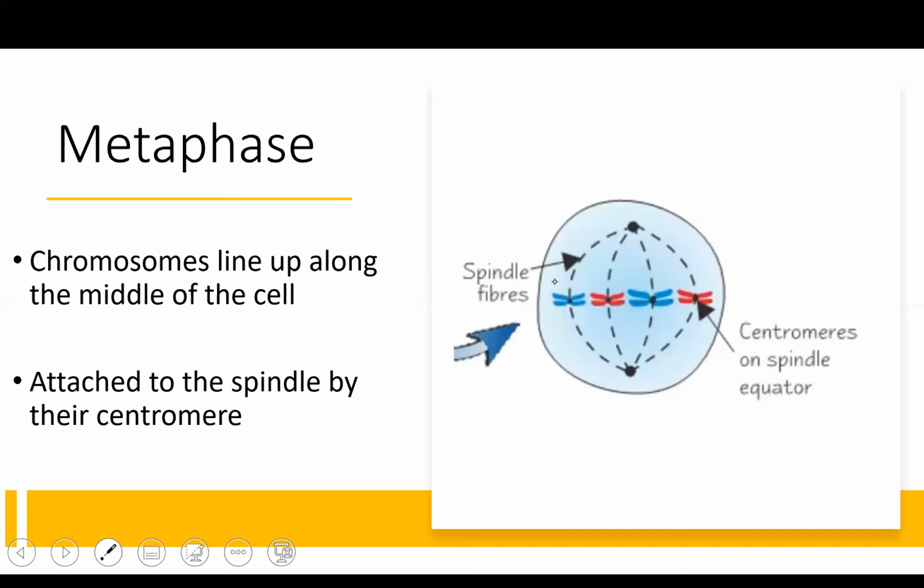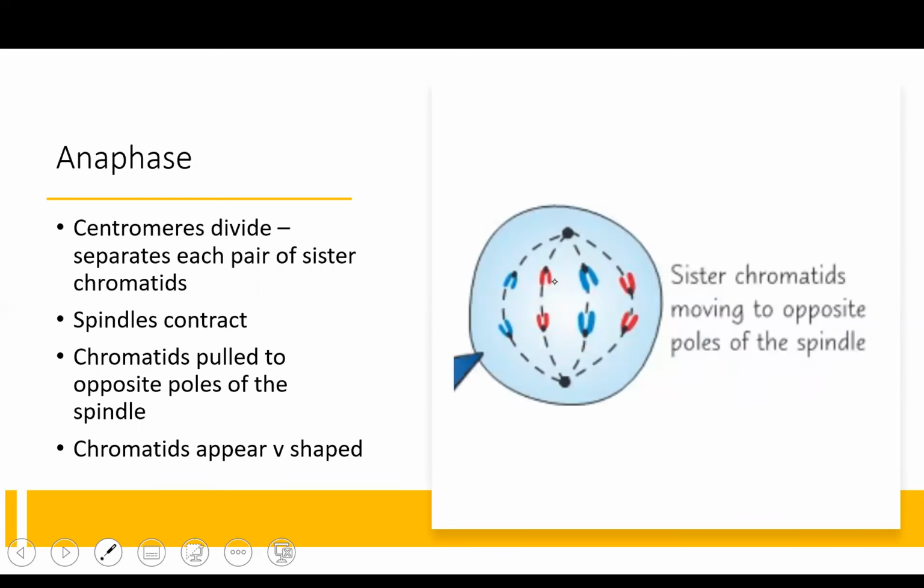Metaphase, those chromosomes are now going to line up along the middle of the cell, and they're going to attach to the spindle by their centromere. And the spindle fibers, remember, come from those centrioles at either pole of the cell. Anaphase, our centromeres are going to divide, and this separates each pair of sister chromatids. The spindles are going to contract, which pulls the chromatids to opposite poles of the spindle, and they go centromere first, which causes the chromatids to appear V-shaped.